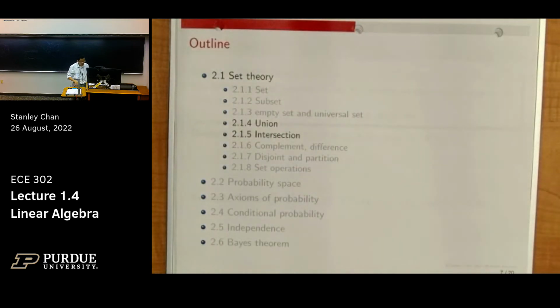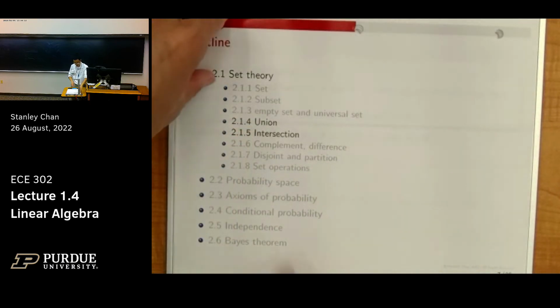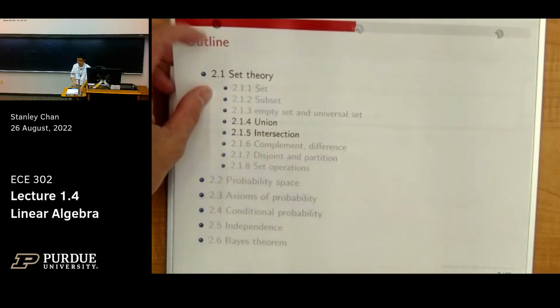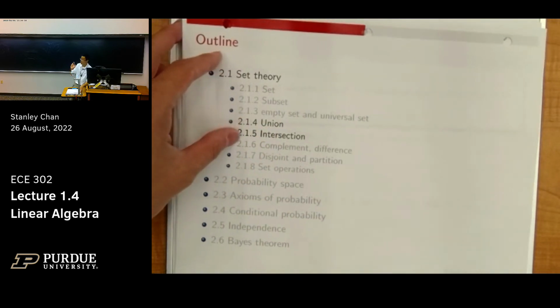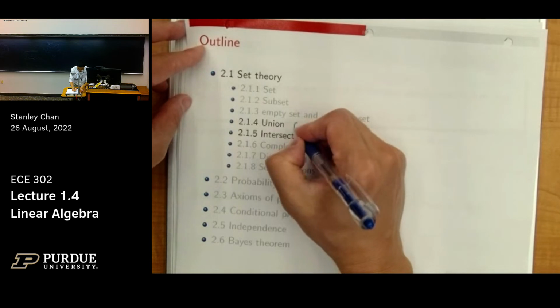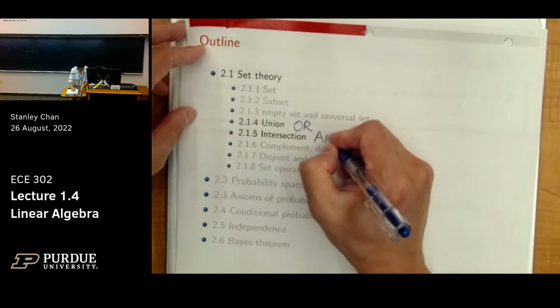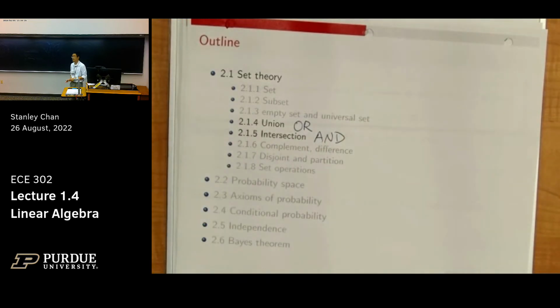Okay, so now let's talk about operations. 2.1.4 and 2.1.5, union and intersection. To help you remember: union is or, intersection is and. All the set operations are defined by three things: or, and, not. We're going to talk about those.